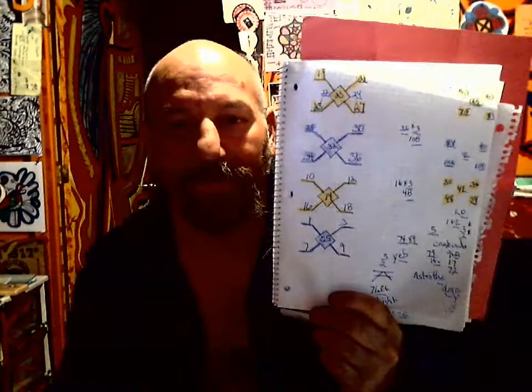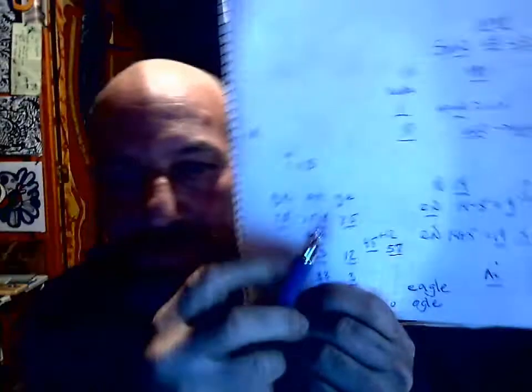The numbers are perfect. The numbers are absolutely perfect. I'm not going to go into any more explanation with that. We're going to get on to the next page. We're going to go on to George.